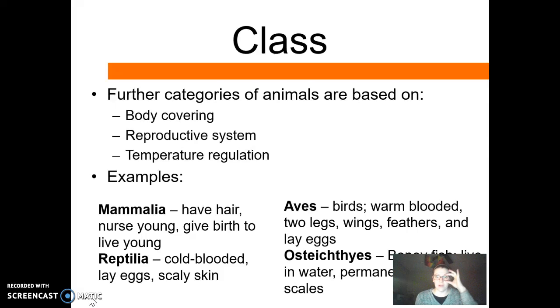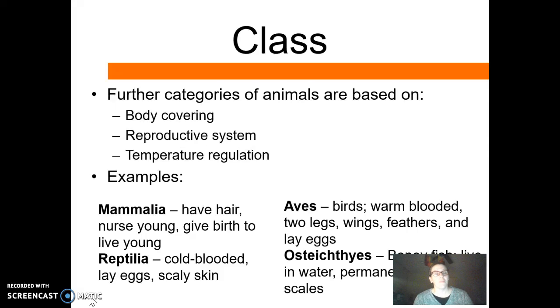The last example that I have for you on the slide here is a new one, and it's pronounced osteichthyes, and it's the bony fish. So bony fish, their body covering is scales. The reproductive system is that they lay eggs, but they have external fertilization. So they lay eggs on the bottom of the lake or the river where they live, and then male fish come and spawn, and that's how the eggs get fertilized. So their reproductive system is eggs plus external fertilization. And then their temperature regulation is that they are also ectothermic. Now, just like the other ones, there are many, many more classes, but these are just for examples.